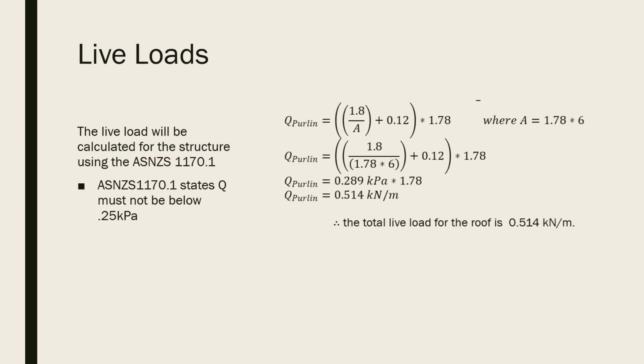To calculate live load, Australian Standard 1170.1 will be used. This standard states the minimum live load must not be below 0.25 kilopascals. Our live load is 0.514 kilopascals, so it is above this threshold.